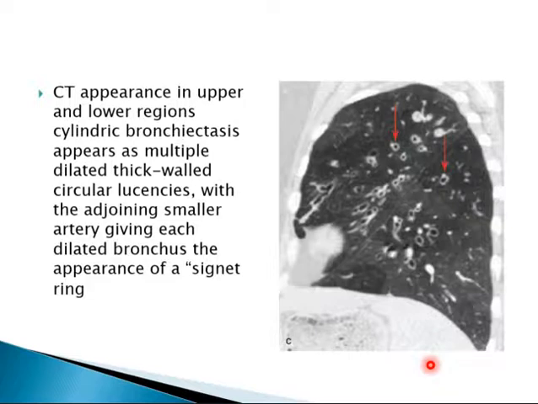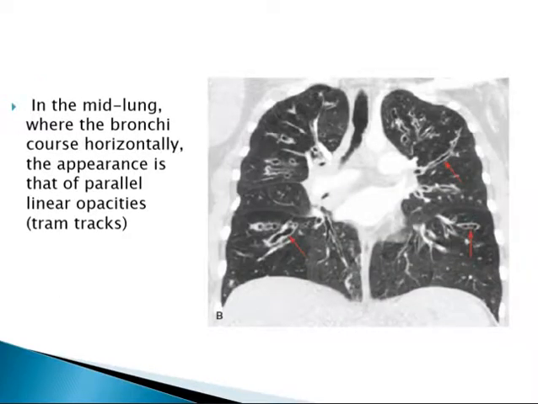Second, regarding asthma and chronic bronchitis, you should keep in mind that the most common finding in chest X-ray in asthmatic or chronic bronchitis patients is what? Normal. So you don't expect to see anything, unless it's complicated by something. Now, in the mid-lung, where the bronchi course horizontally, the appearance is that of parallel linear opacities, what's called tram tracks. This is seen here.